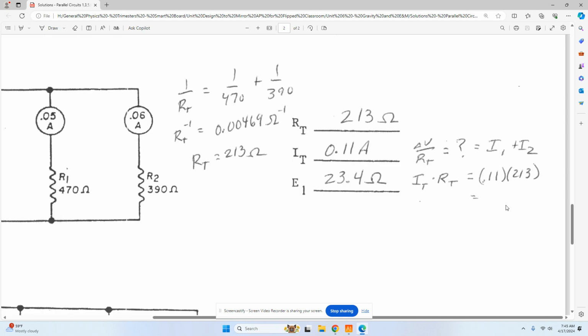next one would have been whatever that number is. That looks like it's number 6. 213 ohms, 0.11, 23.4 ohms. Don't be afraid of asking questions if you're not sure how I did something.